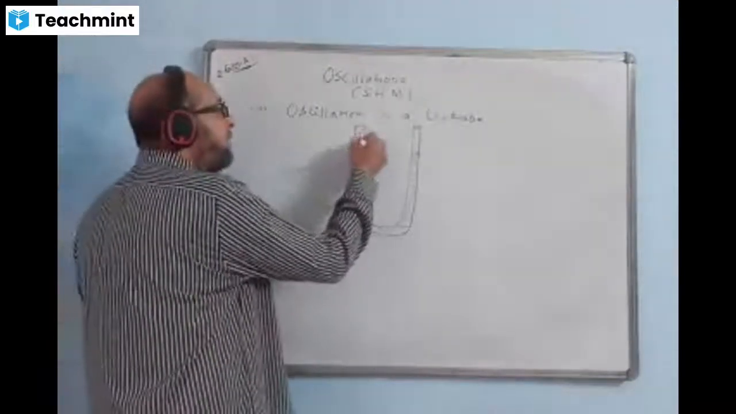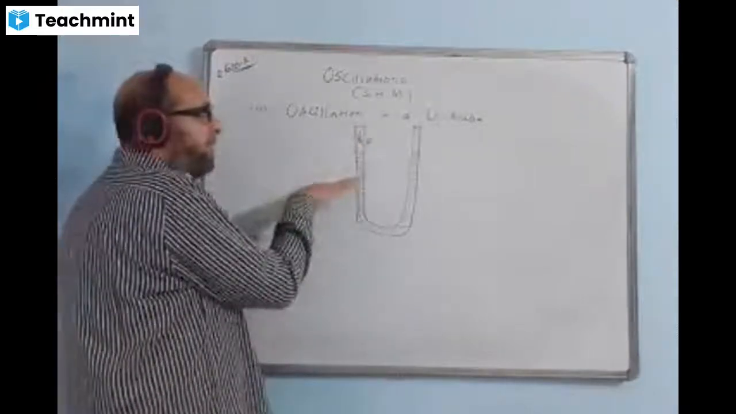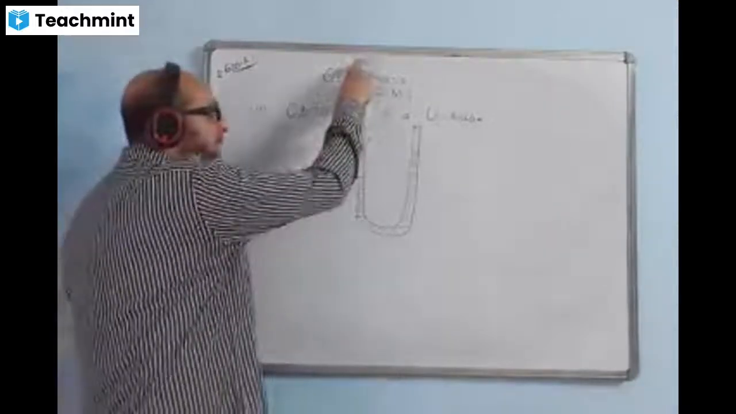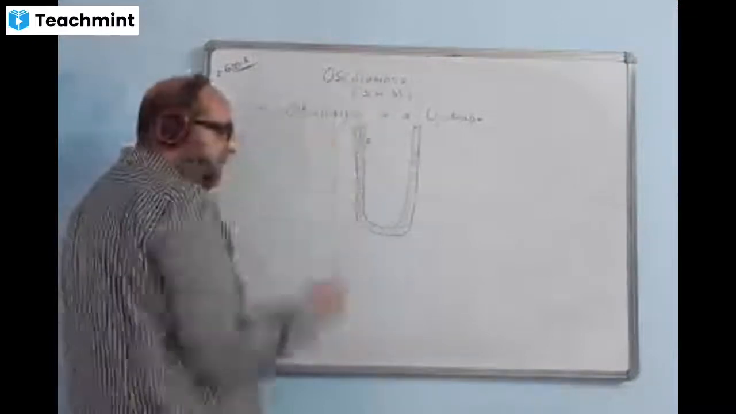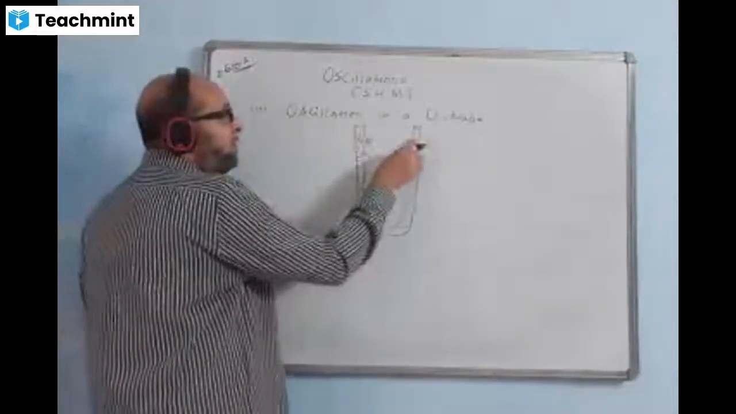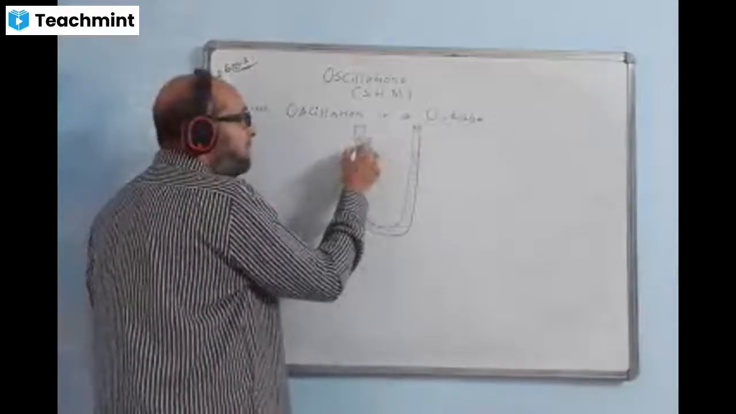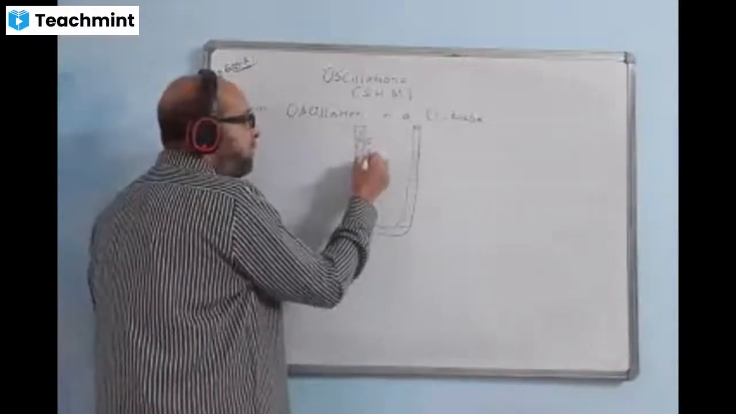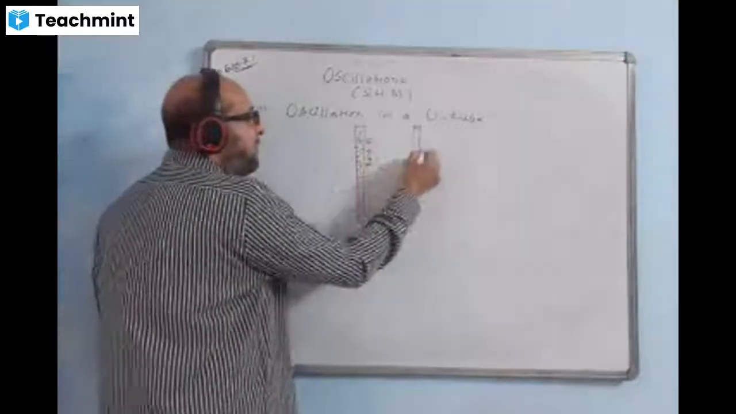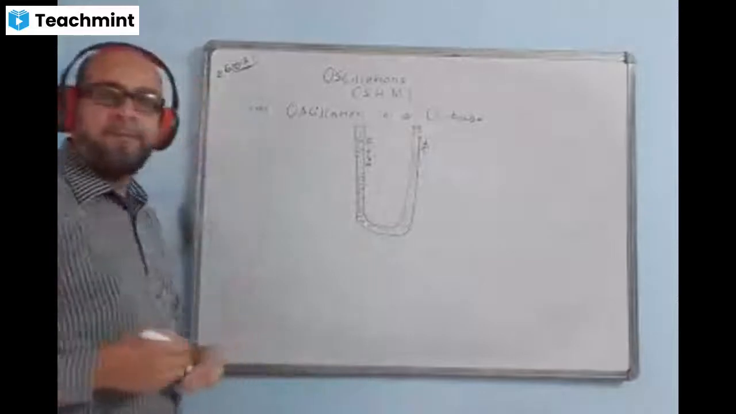We are applying a force F here, and we decrease the level of the liquid. We are applying a force here and pushing the liquid down. When we push the liquid down, the liquid level on the other side will go up. This one is pushed down by a distance x, and this one will rise up by the same distance x.